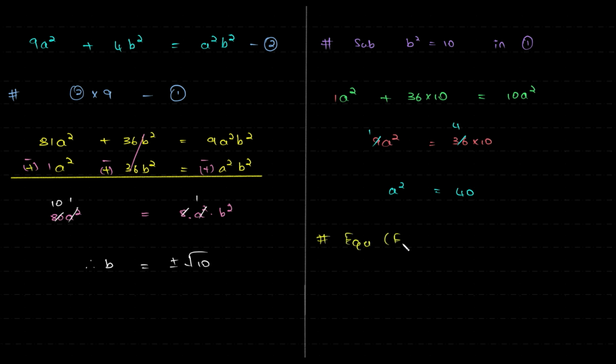So basically we'll end up with the equation of the ellipse as x square by 10 plus y square by 40 is equal to 1.